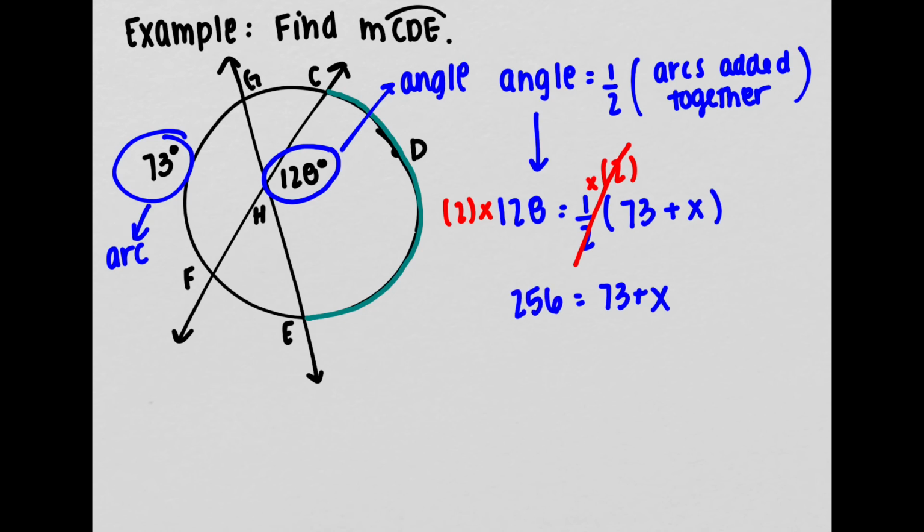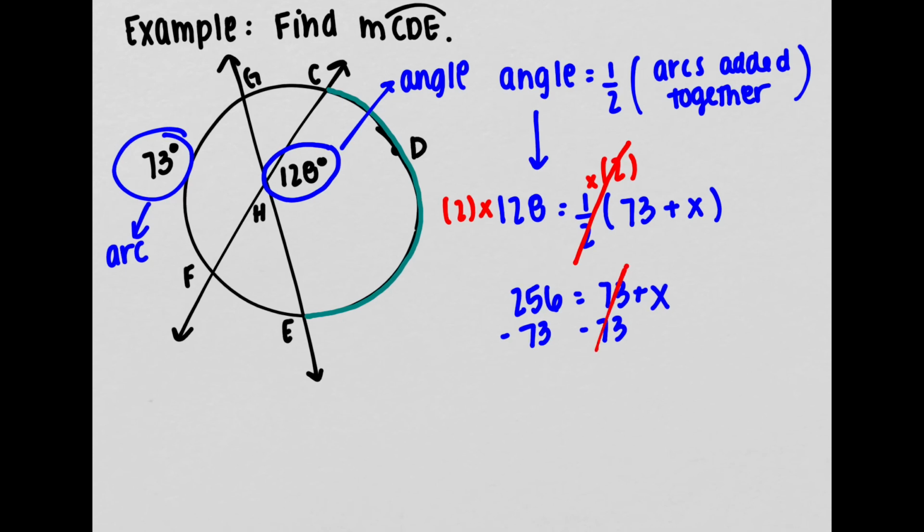I want to get X by itself so I can figure out what that arc measure is. So I'm going to subtract 73 from both sides. When I do that on the right, it cancels out. When I do that on the left, 256 minus 73 gives me 183, which is equal to X, which in this case is that arc measure.